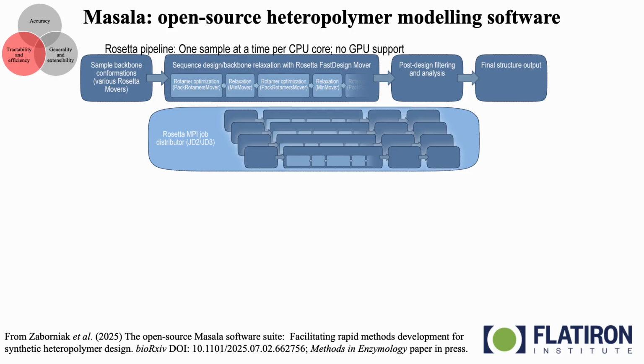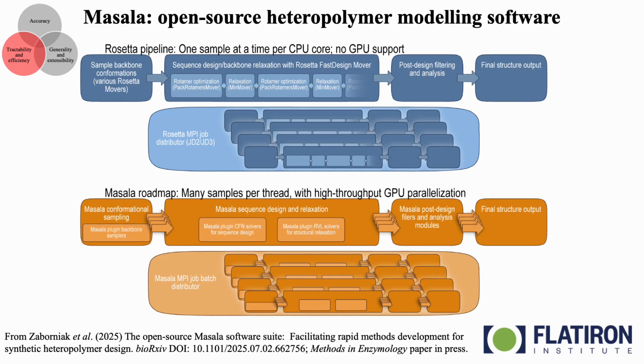Modern CPUs operate much better on vectors of inputs, producing vectors of outputs, and GPUs especially really like large vectors of inputs, producing large vectors of outputs. So we're trying to update our pipeline to take advantage of that sort of hardware. And so we've got the conformational sampling working now on GPU, producing many samples all at once. We've got the sequence design working on GPU, taking many input backbones, producing many output sequences all at once. We're just putting the whole pipeline together now.